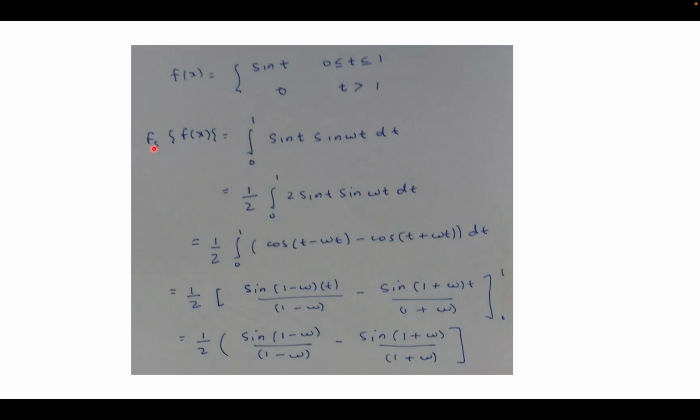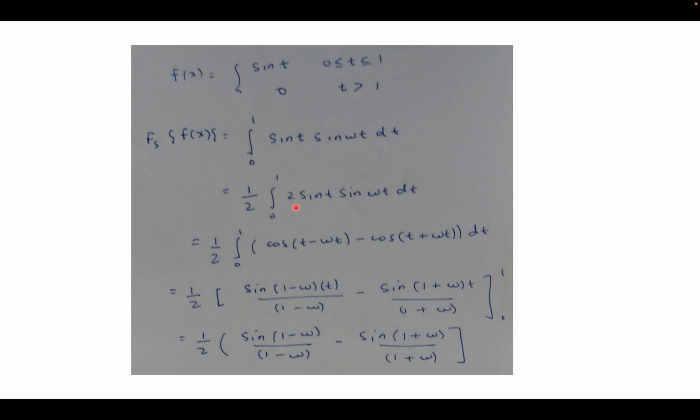So what you need to do: the Fourier sine transform is represented as Fs. So you write Fs of f(x), and then the function is defined only between 0 and 1, so you have the integral from 0 to 1 of sin t sin omega t dt. So the Fourier sine transform is defined as this, like the integral of f(t) sin omega t dt. Here f(t) is given by sin t, so you have this.